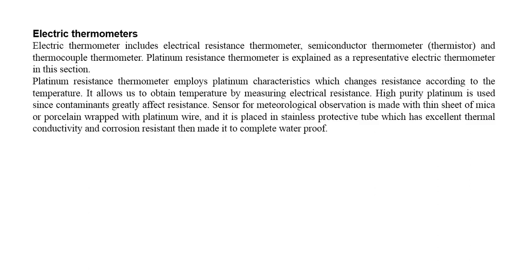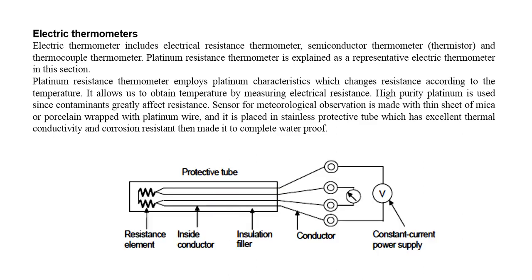Now the first category used to measure the temperature is electrical thermometers. Electrical thermometers include an electric resistance thermometer, a semiconductor thermometer, that is a thermistor, or a thermocouple thermometer. Now platinum resistance thermometer is explained as a representative of the electrical thermometers in this section. It employs the characteristic of platinum that its resistance changes according to the temperature. It allows us to obtain the temperature by measuring the electric resistance.